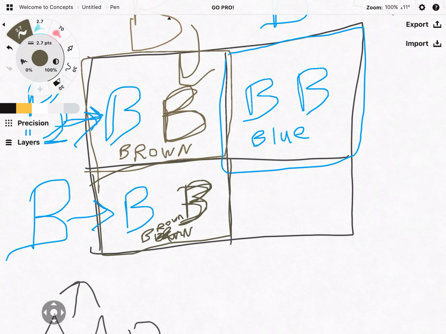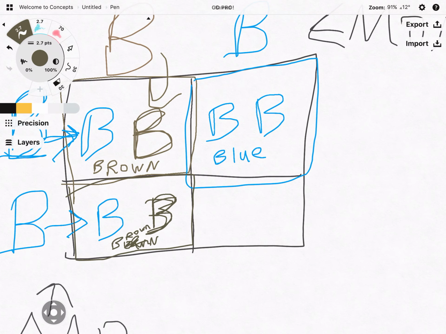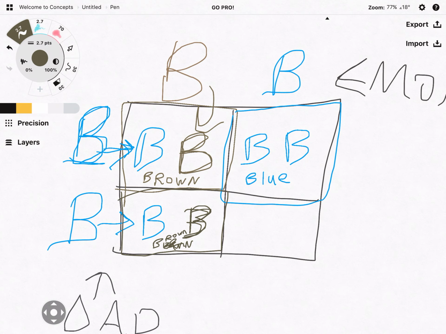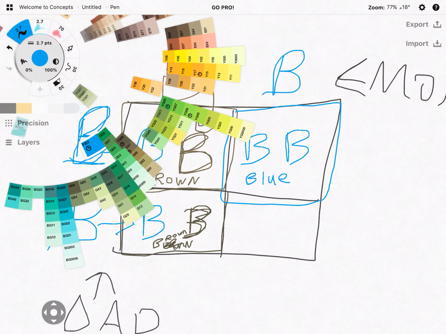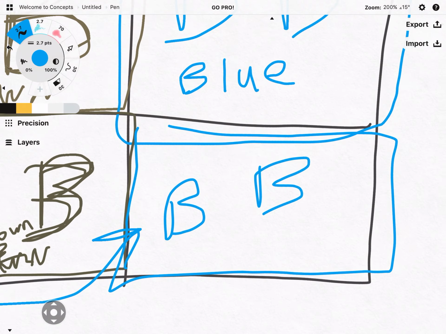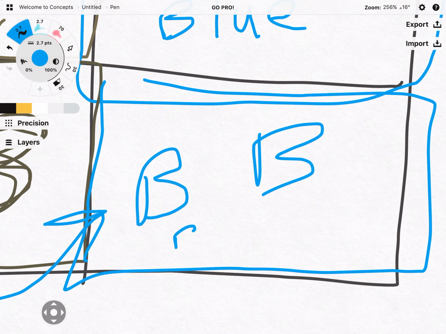B-R-O-W-N, brown. So in these two situations, on the two left-hand boxes, the kid would have brown. Now let's do the final square over here. In this situation, the dad would be giving a blue copy, and the mom would be giving her blue copy. And since we have two blue copies, it would turn out as blue.